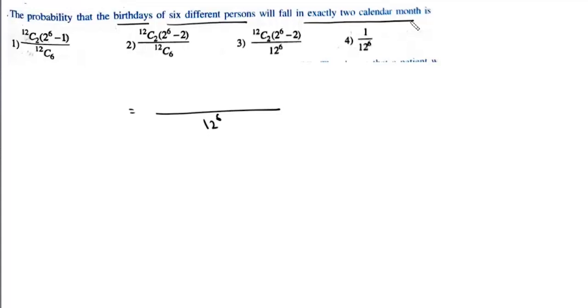So which 2? It can be selected in 12C2 ways. Now for each person we have 2 choices. So it will be 2 into 2 into 2, 6 times, and then minus 2 cases when we have all the 6 in any one month. So there will be 2 to the power 6 minus 2. So the answer to this question is 12C2 times (2 to the power 6 minus 2) upon 12 to the power 6, and that's your option 3.